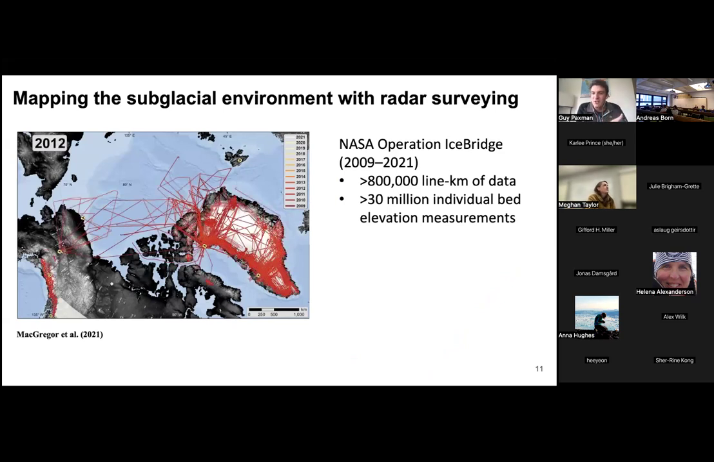Here's an example of one which I'll be focusing on in this talk, which is NASA's Operation Icebridge survey. This is about 10 years worth of radar data that were collected across Greenland. And you can see in the image the flight lines there being animated year on year. In total, this campaign collected about 800,000 line kilometers of measurements of ice thickness and bed elevation. And that's about 30 million or so individual point measurements across the ice sheet. So it's an incredibly rich amount of data we have at our disposal here.